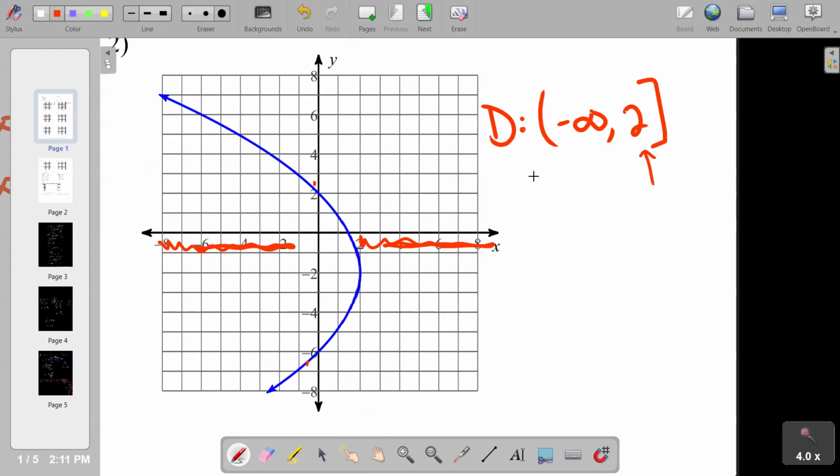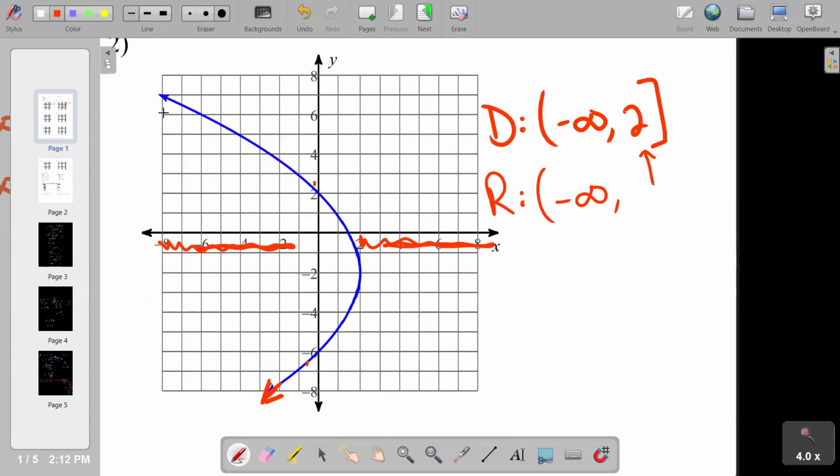And so for my range, I'm going to say, how low does the graph go? Negative infinity. And this arrow right down here is now viewed as an arrow that points downwards, right? So because the graph is going downwards forever, I can say that the graph goes as low as negative infinity. How high does the graph go? It would not be 7. It would not be 2.